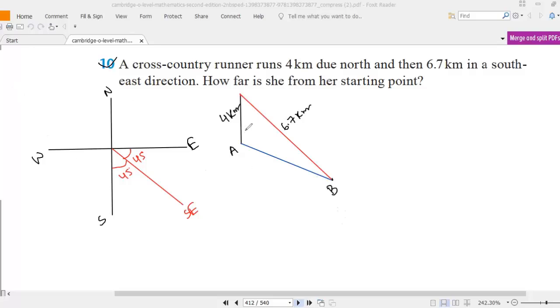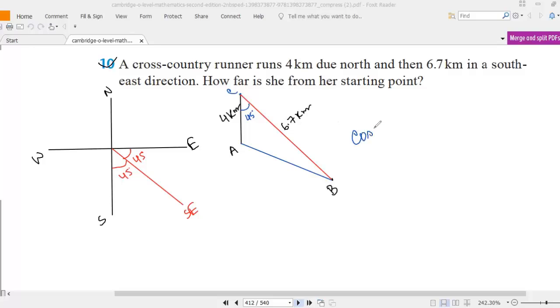Here, when the runner goes from point A to this point, suppose this one is point C, she goes 4 kilometers. Then from C to B, that is the southeast direction. That means it will create 45 degrees. Then she runs 6.7 kilometers towards B. Now the question asks to find out the measurement of AB. Here it will be better if we use the cosine formula.